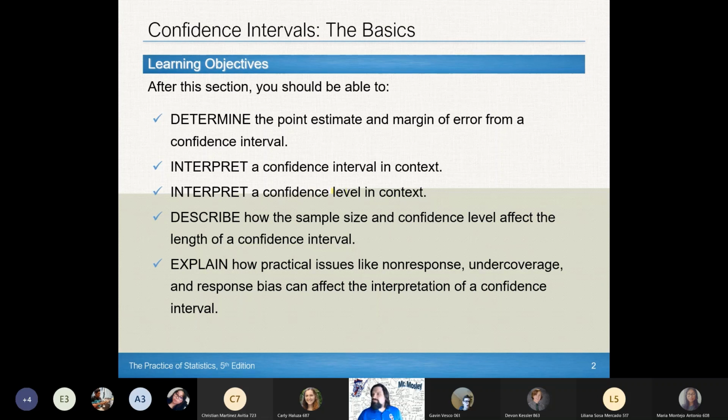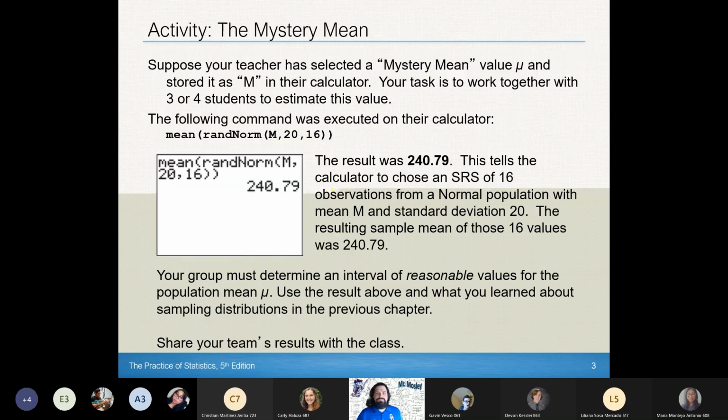All right, so here we go. I'm going to look at how this activity would play out. We're not going to have time to do this in class. So we have this mystery mean activity.